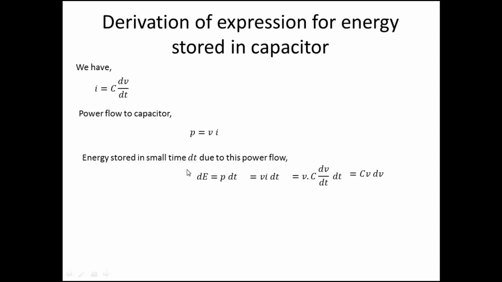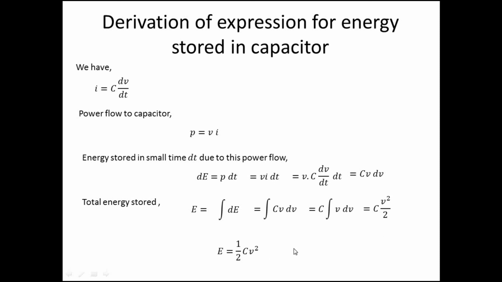So this is only for small time dt. So the total energy we can find by integrating dE. So dE is actually C V dV. We have to integrate with respect to V. C is a constant, so we can take it outside. C integral V dV. The integral of V dV is V square by 2. So C V square by 2. So energy stored in a capacitor is equal to half C V square. So with this we can wind up the session. Thank you.